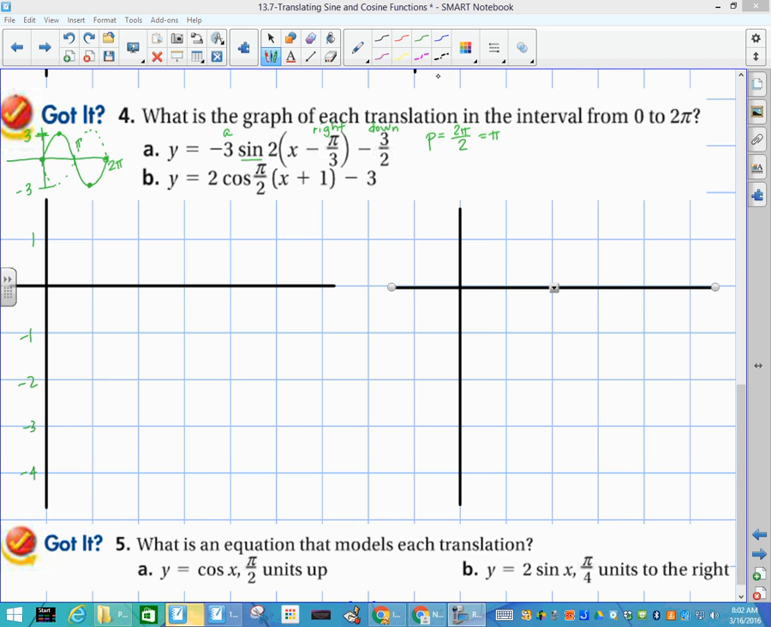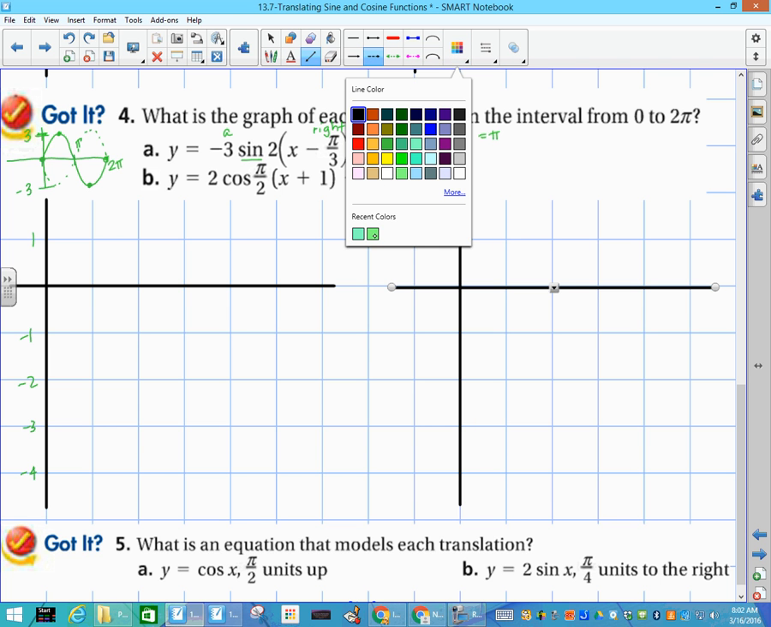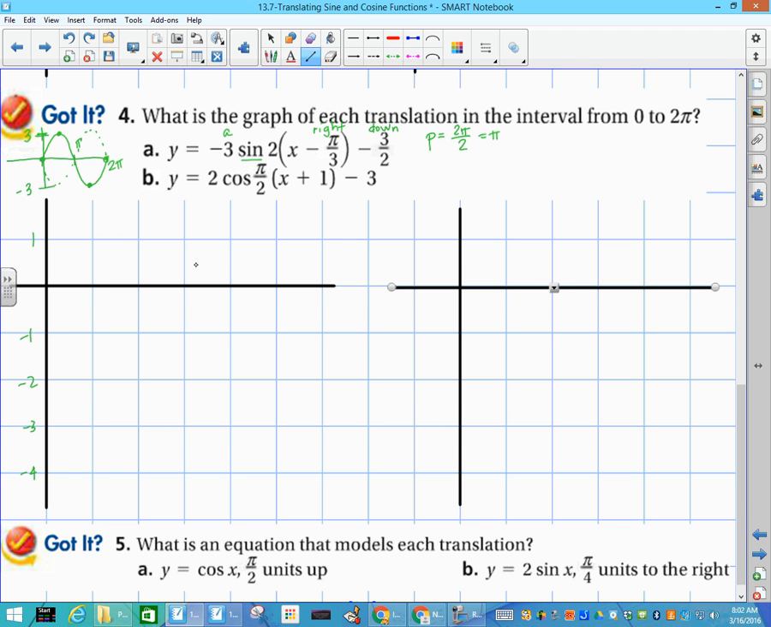And I'm going to go ahead and graph that midline. Because it's simple, it was at 0, and because my graph went down, it is now at -3 halves, which is -1.5. So here's my midline. And I got that part covered. So now I've got to figure out labeling my x-axis.